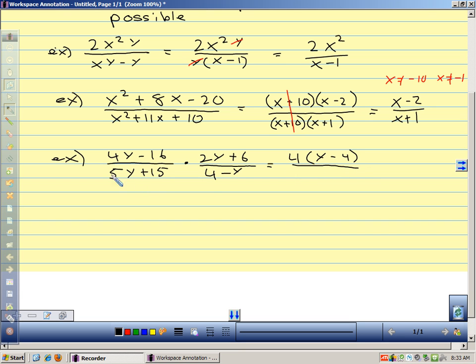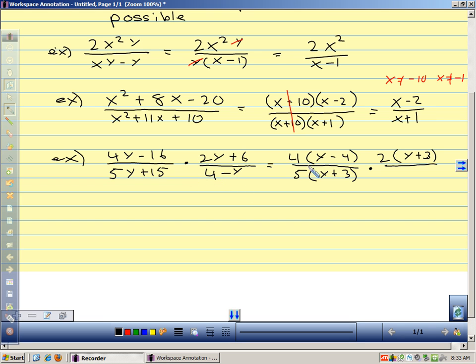over, what can we take out of this? 5. So we get 5 times y plus 3 times, what can we take out of this? We can take out a 2, factor out a 2. 2 times y plus 3. Thank you. And out of the bottom.